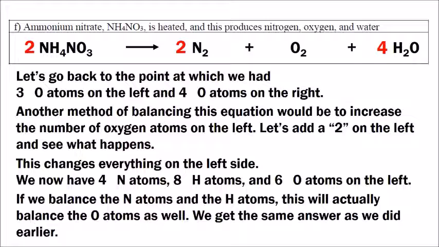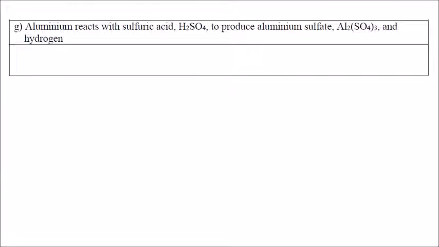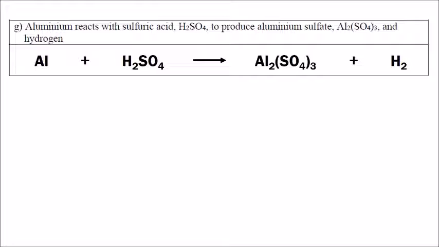All right, let's take a look at our next chemical reaction. We start with aluminium. It reacts with sulfuric acid, which has the formula H2SO4. And the products of the reaction are aluminium sulfate, which has a formula Al2(SO4)3, and hydrogen, which is one of the diatomic elements. Now we have not seen in all of the reactions so far any examples of formulas with parentheses.